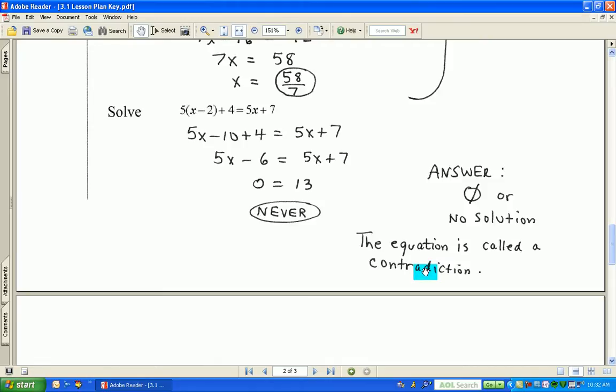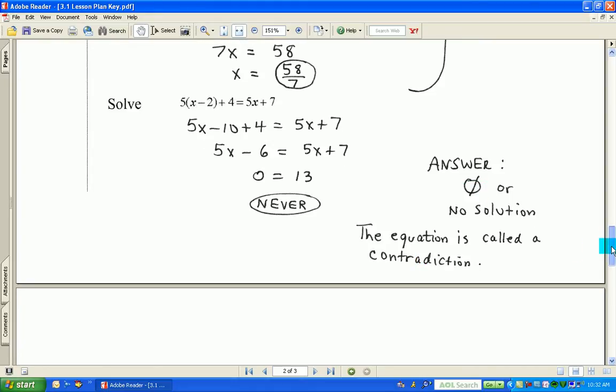This equation is called a contradiction, and that's because the left-hand side contradicts the right-hand side. So whenever an equation has as its solution set the empty set, you classify that equation as a contradiction.